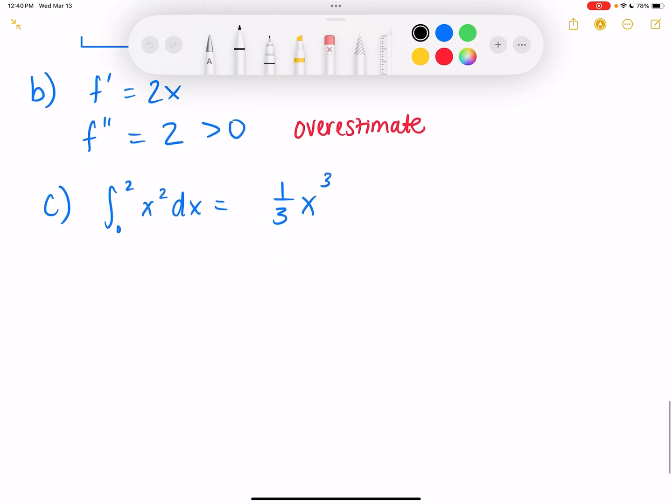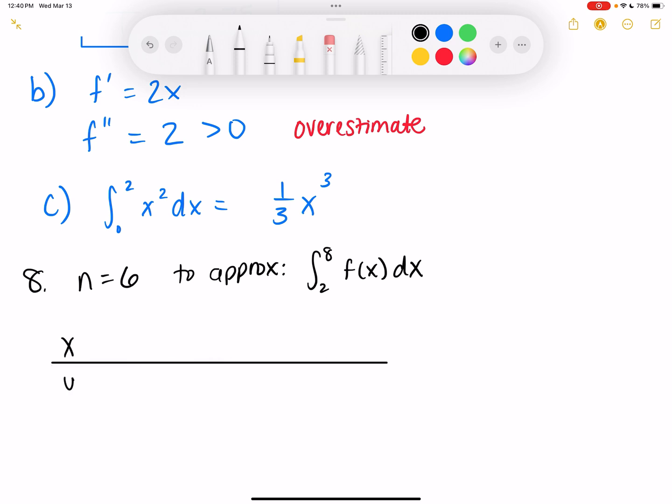Okay, number 8. This one says to use the function values in the following table in the trapezoidal rule with n equal to 6 to approximate the integral from 2 to 8 of f of x dx. I've got x and they use f of x, but same thing.